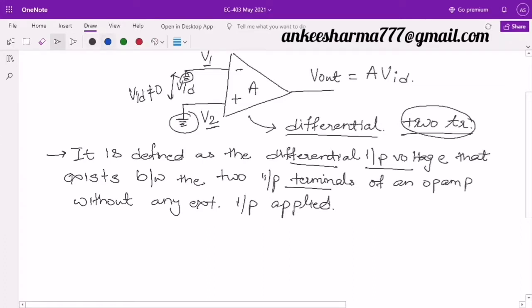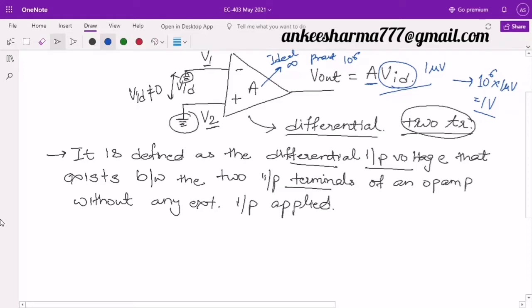When VID is not equal to 0, then definitely it will be amplified with a very large gain. In the case of an ideal op-amp, we know this gain is infinity, and in the case of a practical op-amp also, it is around 10 raised to power 6. So this A is very high. So even a VID of 1 microvolt will be amplified and give you an output equal to 10 raised to power 6 into 1 microvolt, which is equal to 1 volt. So you will find an output voltage equal to 1 volt. So this is our input offset voltage.